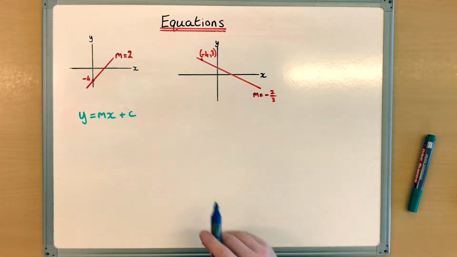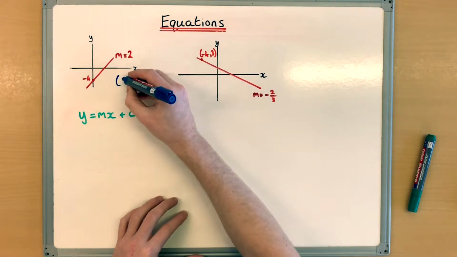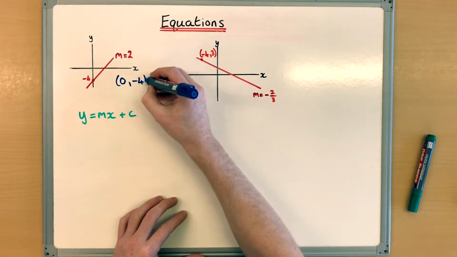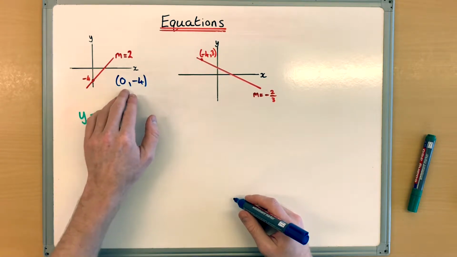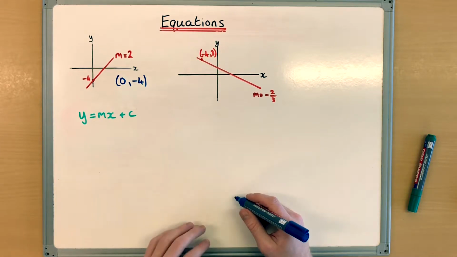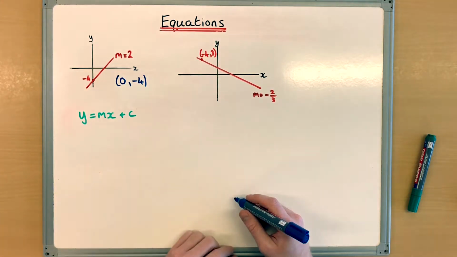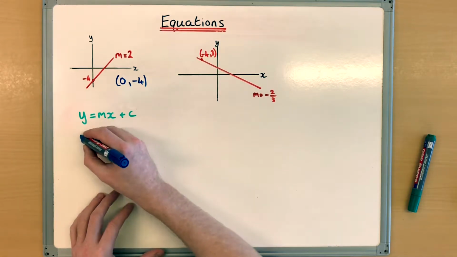Sometimes you might not see a sketch, but instead you might see written down that the graph goes through the point (0, -4). Any coordinate that starts with 0, it's the y-intercept that you're being given. So in both those cases, we've got m is 2 and c is -4. So we can just put those in.